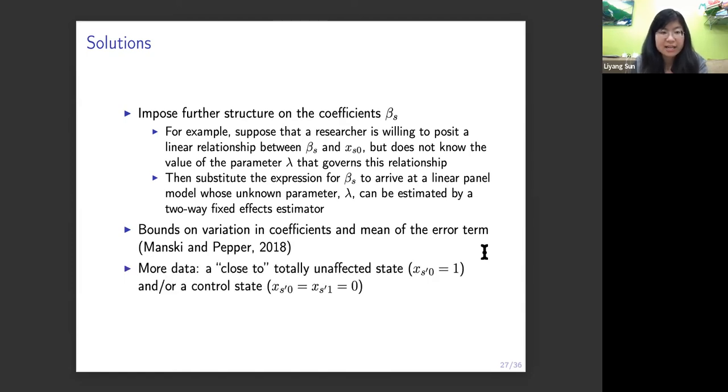Recent literature has focused on the solution when we actually have access to more data, say a totally unaffected state where prior to Medicare, it already had a universal coverage for the elderly, or when there is a control state that's not affected by Medicare. For illustration, I'm going to focus on this last case when there is a totally unaffected state.